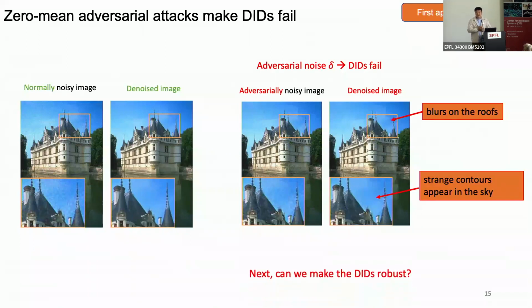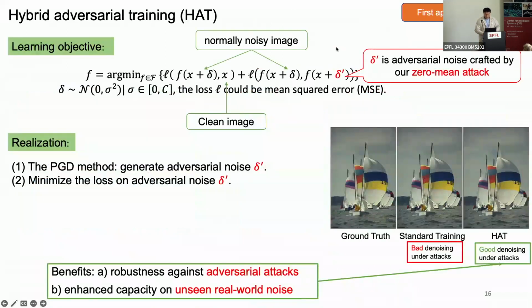Then, can we make the deep image denoiser robust? The solution is adversarial training. We add an additional loss term to encourage the output of the adversarially noisy images to be similar to the output of normally noisy images. Therefore, we train the deep image denoiser using both adversarially noisy images and naturally noisy images to ensure that the reconstruction quality is high and the reconstruction is robust.